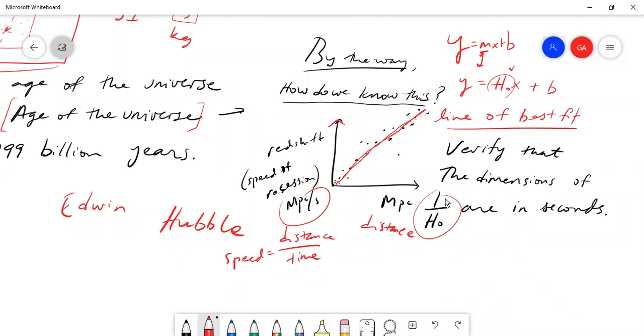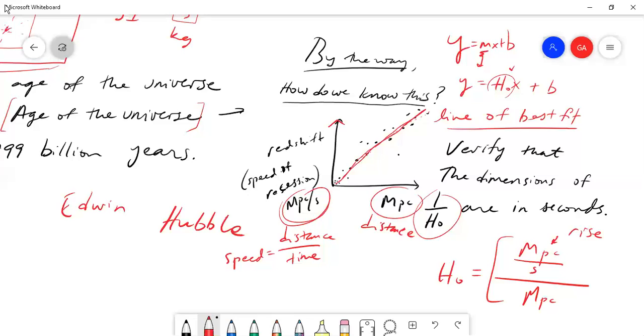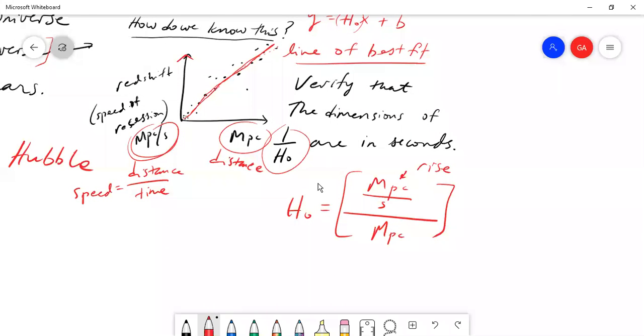And indeed, what is the slope given by? The dimensions of the slope would be rise over run, and you can take rise over run of these dimensions, and you would get megaparsecs, which is the unit of distance, per second, over, so that's your rise. And what's your run? Megaparsecs. And what cancels out? The megaparsecs. It is crazy. Thanks for the enthusiasm. So what is left? You would have 1 over seconds over 1.